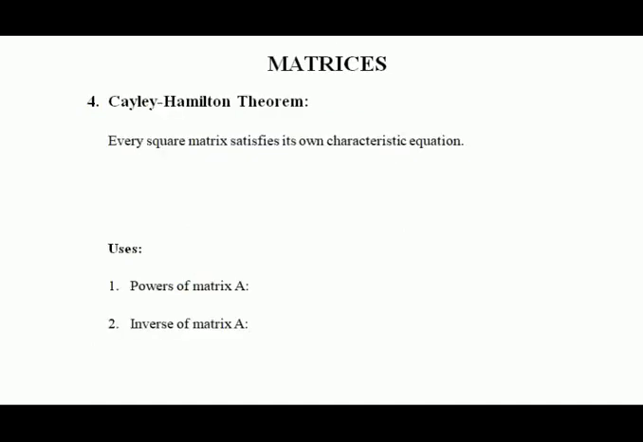Next topic is Cayley-Hamilton theorem. This theorem states that every square matrix satisfies its own characteristic equation. That means if you take a square matrix A and it has the characteristic equation, for example, consider it as lambda square plus 2 lambda minus 1 is equal to 0. According to this theorem, this A matrix satisfies this characteristic equation.